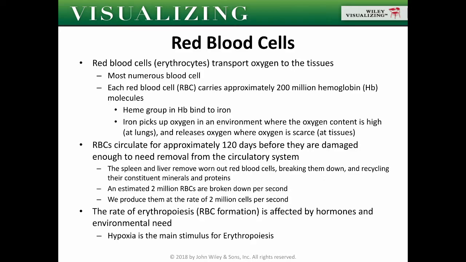The RBCs circulate approximately 120 days before they are damaged enough for removal from the circulatory system. So you're changing your blood every 120 days. The spleen and the liver remove worn out red blood cells, breaking them down and recycling their constituent minerals and proteins. We have around 2 million RBCs broken down per second, and we produce RBCs at a rate of 2 million cells per second.